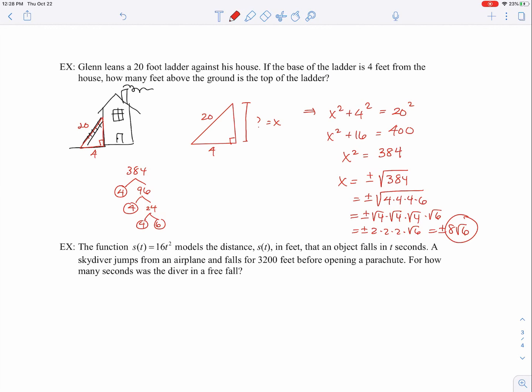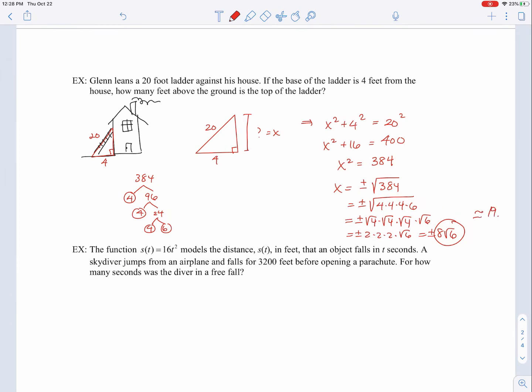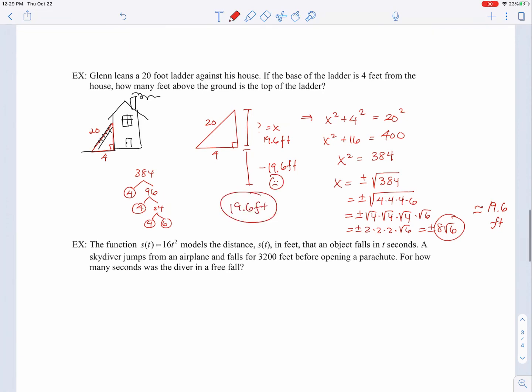Now, if we use a calculator, obviously we're not going to be negative a certain amount of feet above the ground, but the square root of 384 as a decimal is about 19.6 feet above the ground. And so this is about 19.6 feet, not negative 19.6 feet. Hopefully we're not below the ground here in the basement as our ladder falls down or something weird. So we would say then that it's about 19.6 feet in the context of this problem.